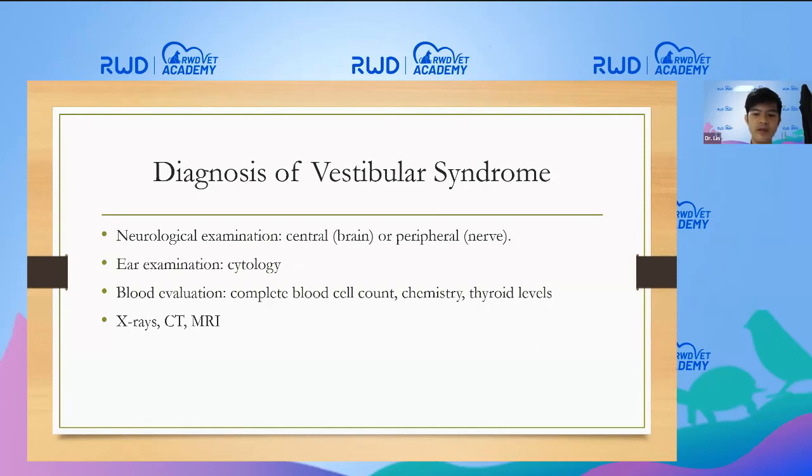And we should do a blood evaluation to confirm or deny other systemic infections or blood-related abnormalities like anemia, that may also cause stumbling similar to vestibular disease. Other investigations such as X-rays, CT scans, or best of all, MRI scans can help to detect disease located behind the eardrum, such as a deep ear infection or a tumor. CT and MRI scans of the brain are also useful for detection of brain disease.